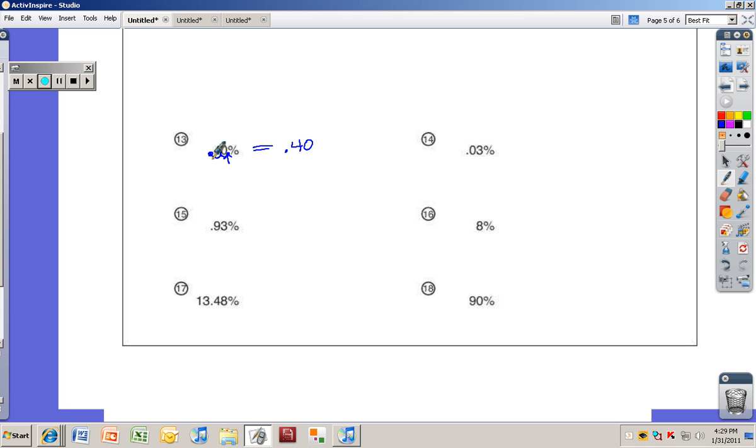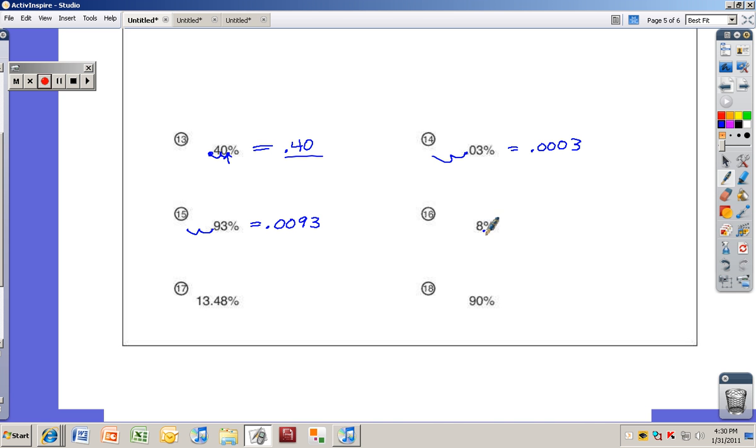0.40. 40% is 40 hundredths. Okay? How about on this one? The decimal point's there, so we've got to move it over 2 to the left. What's it going to be? 0.0003. Right? Okay, how about on this one? The decimal point is given to you right here. 2 spots to the left. What is it? 0.0093. Good.